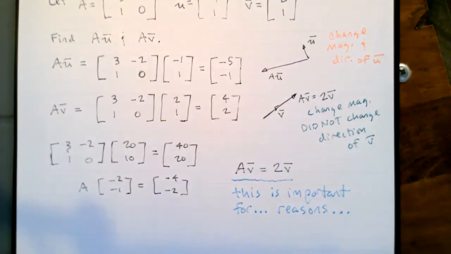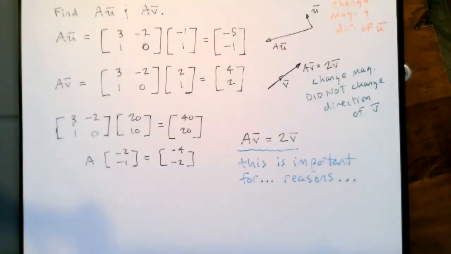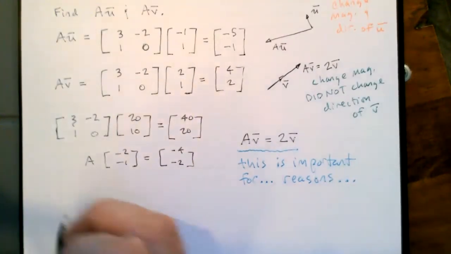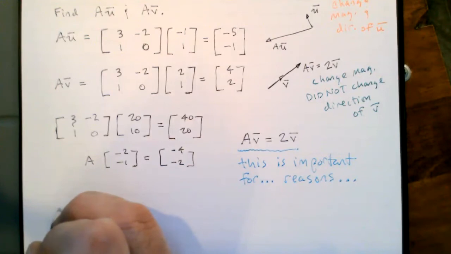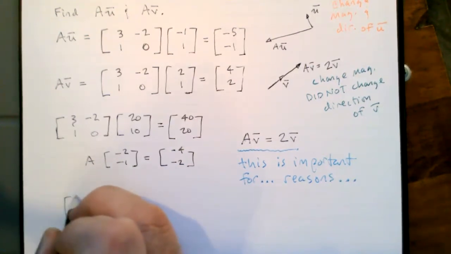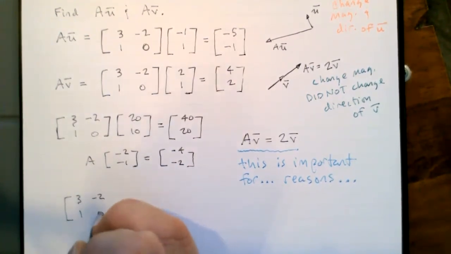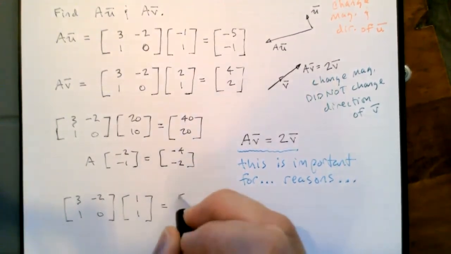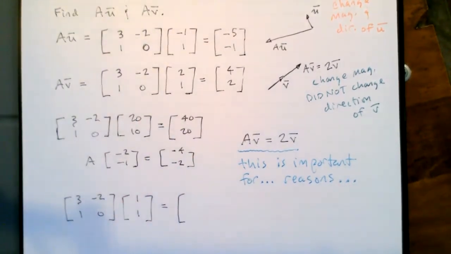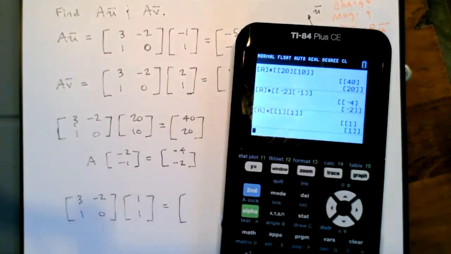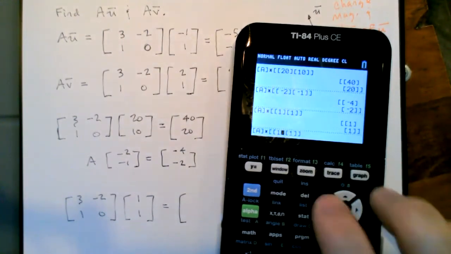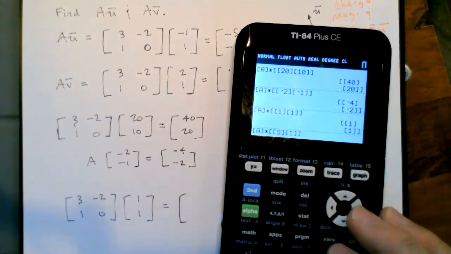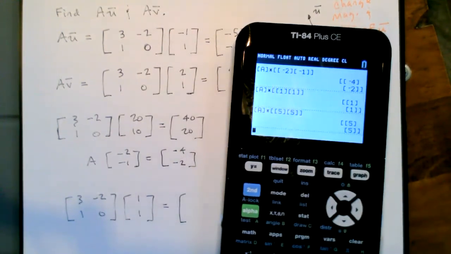There's another vector that does this for the matrix A. So if I take the matrix A, I'm going to call the vector W. I'm just going to write the matrix A. If I take the matrix 3, 1, negative 2, 0, and multiply it by 1, 1, I just get back what we started with, 1, 1. So if I multiply this by 5, 5, I get back 5, 5.